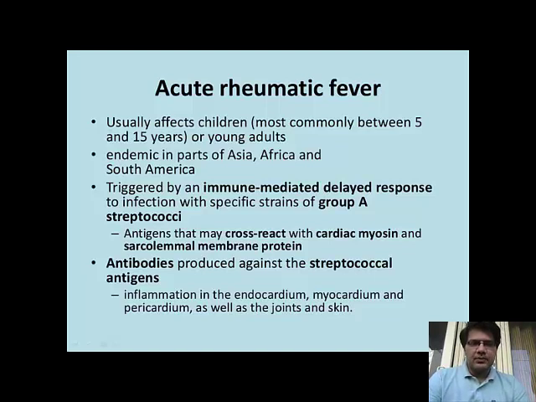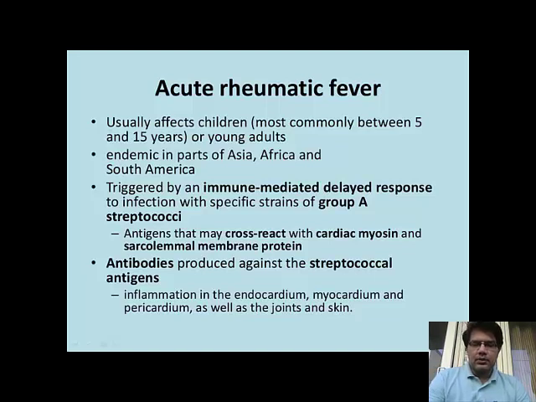So what happens is that the antigens of streptococcus are almost similar to the antigen in cardiac myosin and sarcolemmal membrane protein. So our body's immune system is tricked into thinking that the antibody which it is producing against the streptococcus, the same antibodies also cross-react against various parts of the heart and joints. So this phenomenon is also called molecular mimicry.